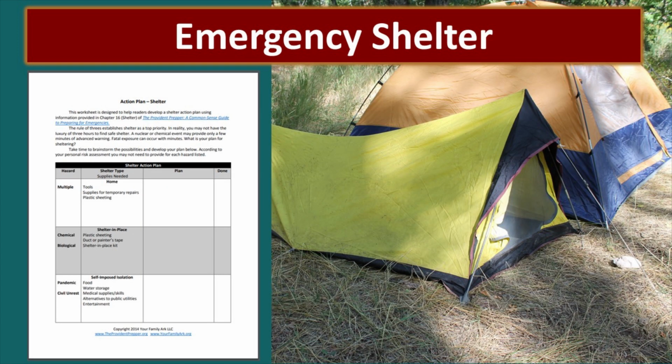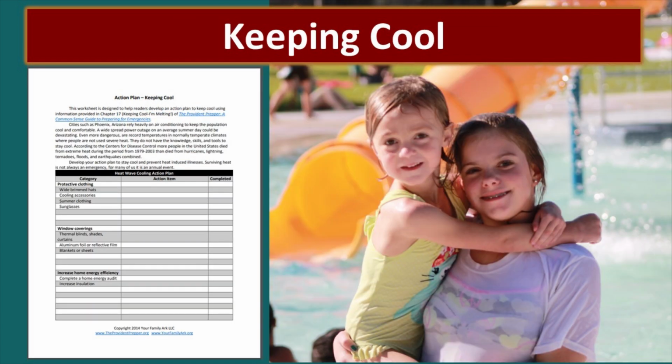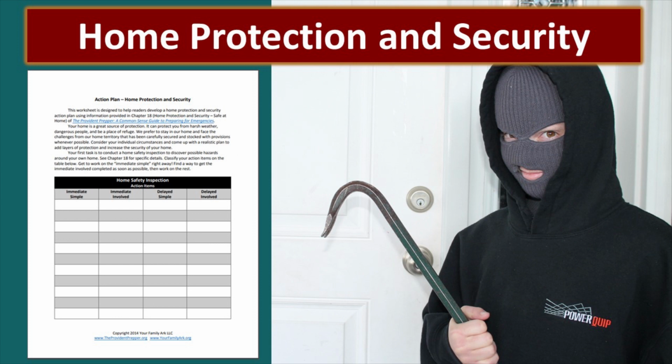The emergency shelter action plan will walk you through the different types of situations that you may need various shelters for. We often think about staying warm in the middle of the winter, but we also sometimes need to be able to stay cool when extreme temperatures are upon us. This is one of my favorite chapters as well as action plans. We have to make sure that our home is secure and protect the assets that we have. And this gives you some interesting things to think about.